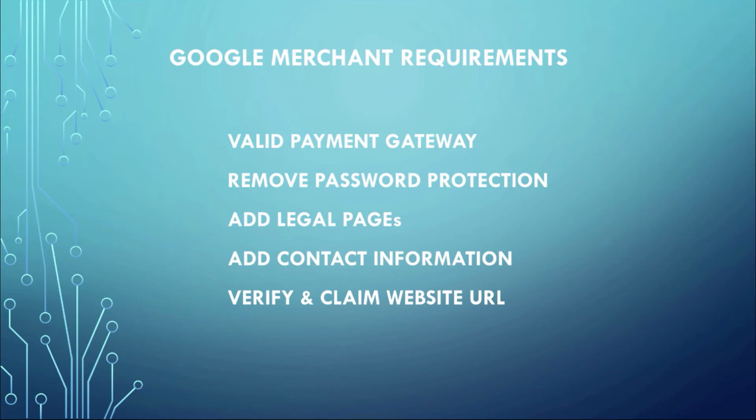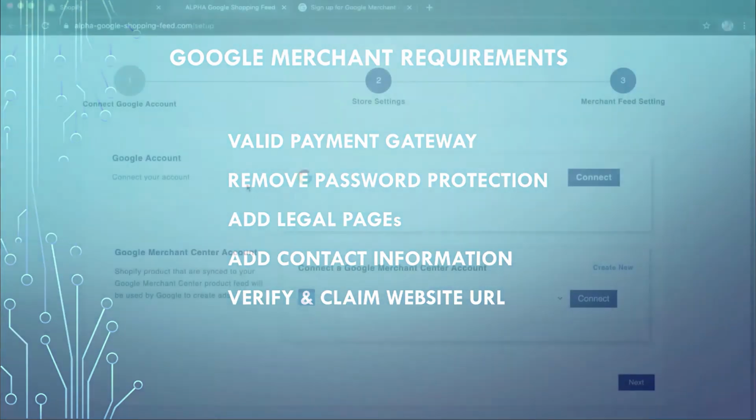Verify and claim your website URL. A Google Merchant account needs to be associated with a verified domain that is not associated with another account. If you have a fresh account, then the Alpha app allows you to verify and claim your website automatically. You don't need to make any manual changes to your store.